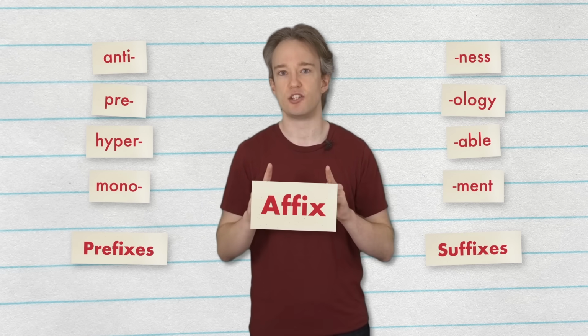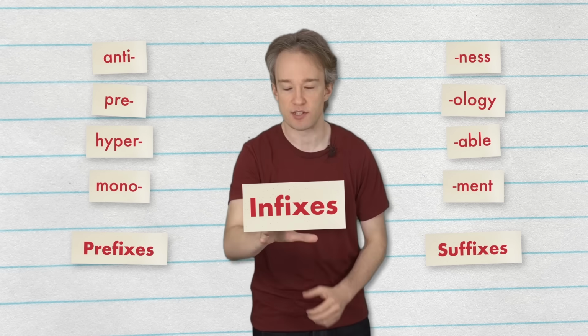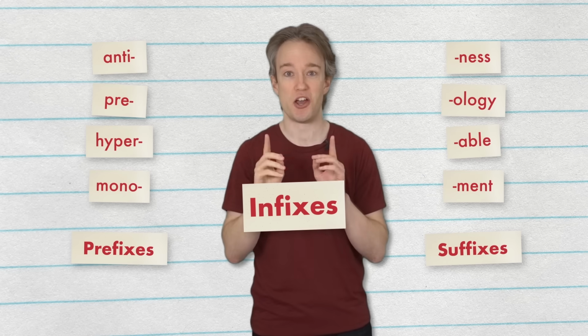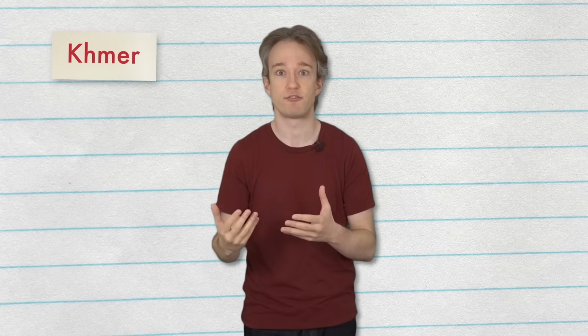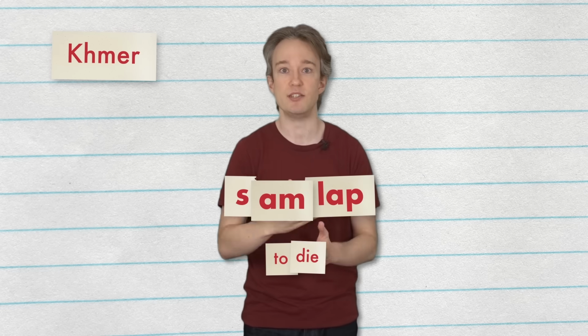But affixes aren't just prefixes and suffixes, there are also infixes, morphemes that slot into the middle of a word, and it is very awkward for an English teacher to talk about infixes. In some other languages, it would be much easier. In Khmer, for example, there's an infix that shows causation. So slap in Khmer means to die, but samlap means to kill or to cause to die. It's more complicated than that, of course, but that's a good simple example for English speakers.